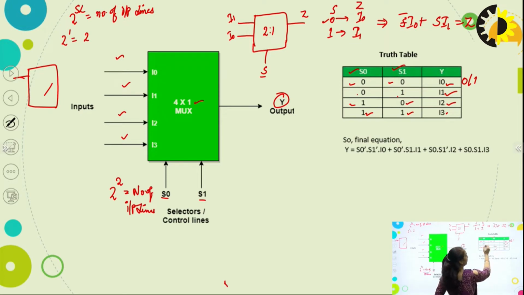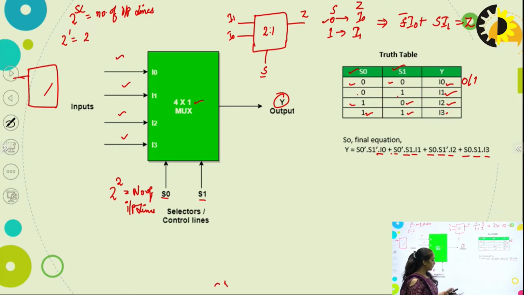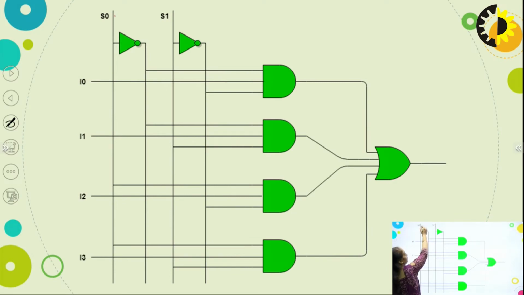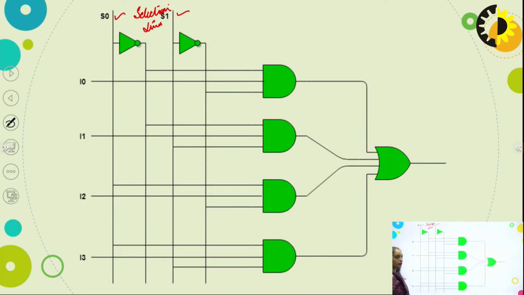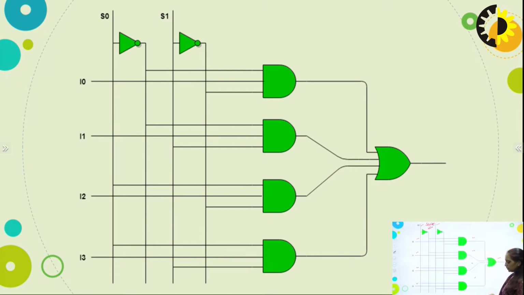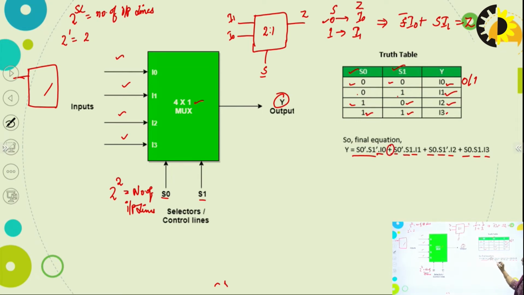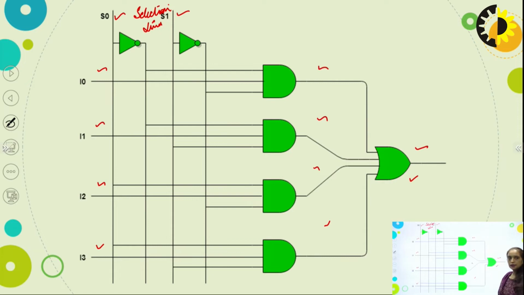So to write the equation, 0, 0 is represented by S0 bar, S1 bar, and the data line I0; 0, 1 by I1; 1, 0 by I2; 1, 1 by I3. Okay. So we can make the circuit diagram using this equation. We have these selection lines, and we can see that AND gates are used. We use 4 AND gates, and we connect an input line at each gate. Lastly, all the outputs from this stage are connected to get the single output. Here we can see that we have used the OR gate. So the OR gate is used at the last stage, okay.